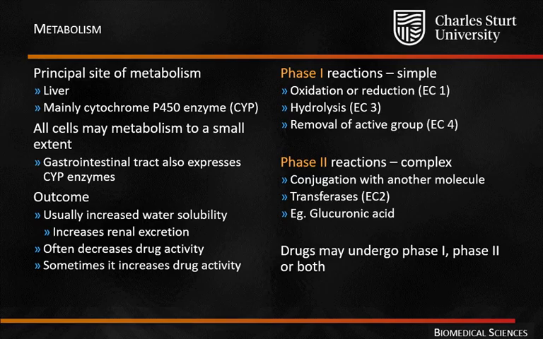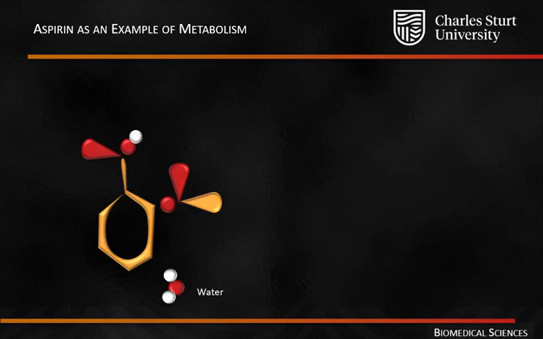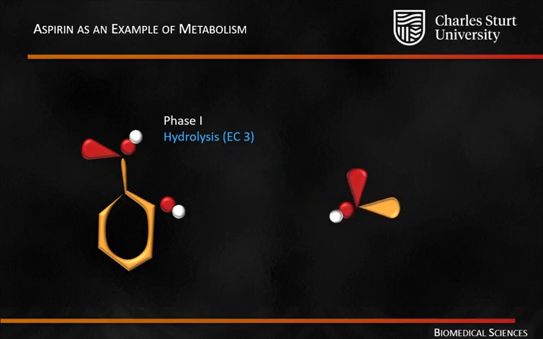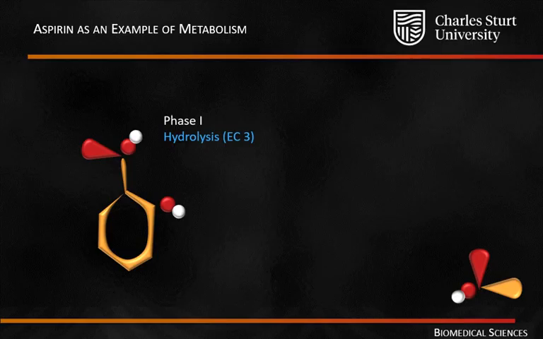And now what we'll do is we'll have a look at an example of this. So we'll take aspirin as an example. So we've got the structure of aspirin with its aromatic group, an acetyl group, and a carboxyl group. And what happens in phase 1 is hydrolysis. It will break apart that ester bond and release the acetyl group. Now that's an example of a phase 1 reaction.